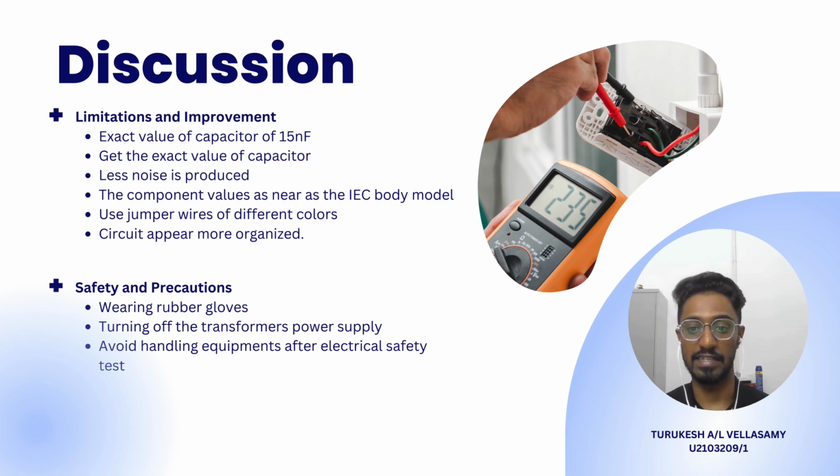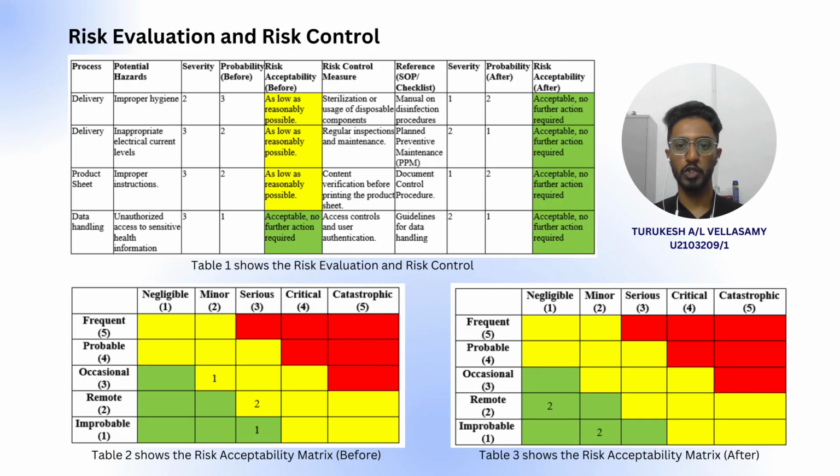When doing the electrical safety test, there are certain precautions that need to be followed, such as wearing rubber gloves, turning off the transformer power supply, and avoiding handling the equipment after the test. Table 1 shows risk evaluation and risk control, where 3 processes have turned from as low as reasonably possible to acceptable, no further action required after the risk has been evaluated and controlled. Tables 2 and 3 show the risk acceptability metrics before and after the risk evaluation and control respectively.